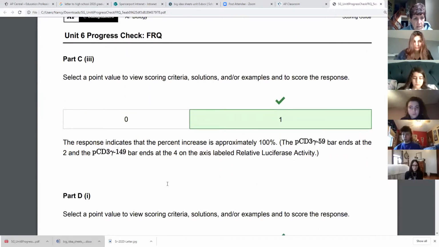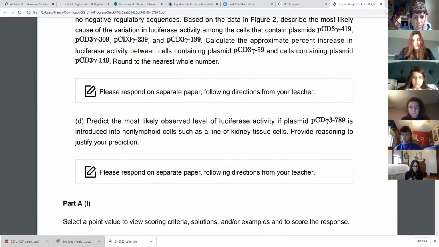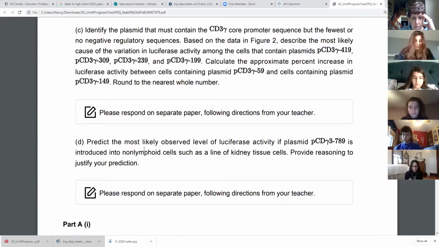And the next one, the response indicates that the percent increase is 100%. Yep, because it goes from a 2 to a 4. Okay, now part D. Predict the most likely observed level of luciferase activity if 789 is introduced into non-lymphoid cells, such as a line of kidney tissue cells. Provide reasoning.